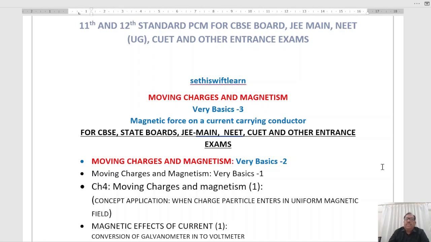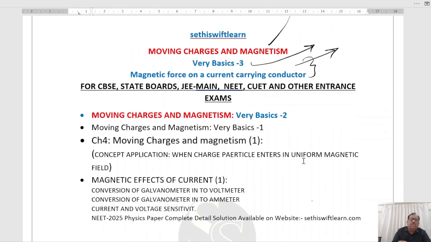Hello students, in today's session of Moving Charges and Magnetism, the very basics of magnetic force on a current carrying conductor will be discussed through illustrations. In earlier sessions we have discussed all these things, which you can review on Sethiswiftlearn.